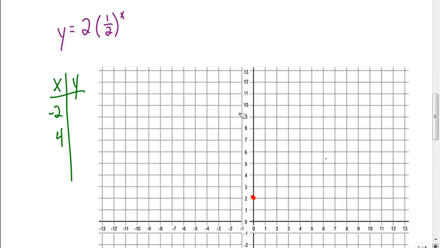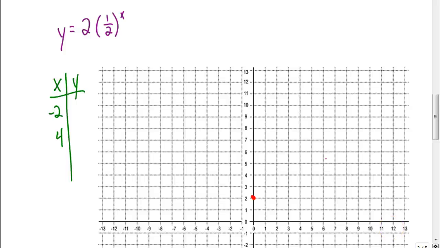And you can always use 2 and 4, whether 2 is going to be positive or 4 is going to be negative. We'll see some different examples here. But 2 and 4 are ones that I like to use. So when I put -2 in for x, I would take 2 times 1/2 to the -2nd power.